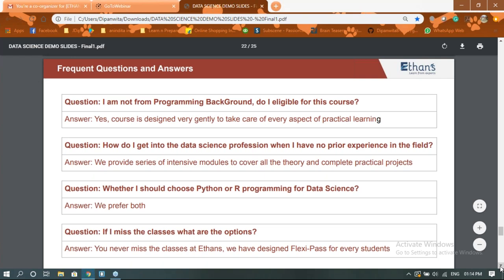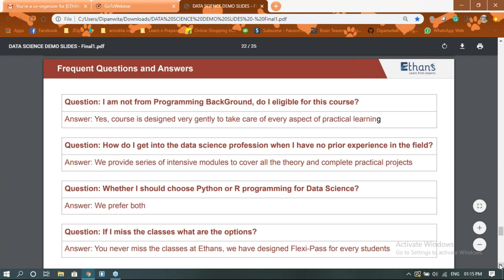Should I choose Python or R programming for data science? Usually we used to prefer both, but right now we are only focused on the Python paradigm because we see that more of the focus in the industry is on Python.